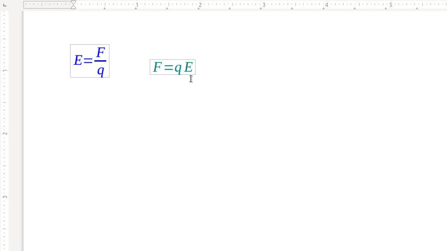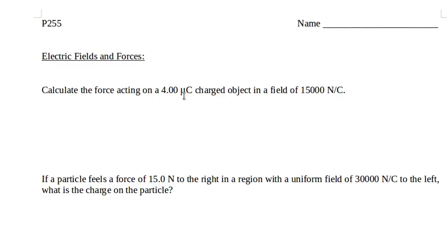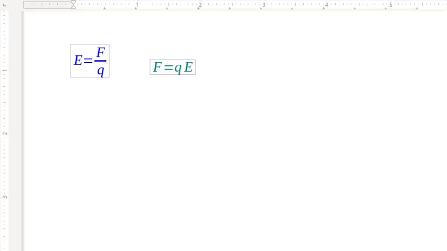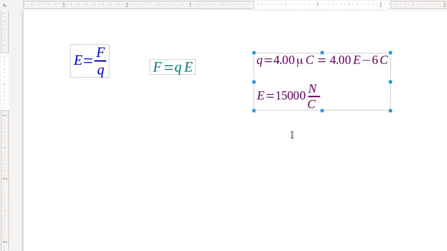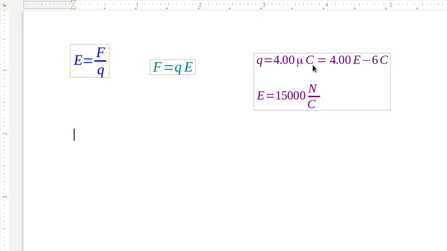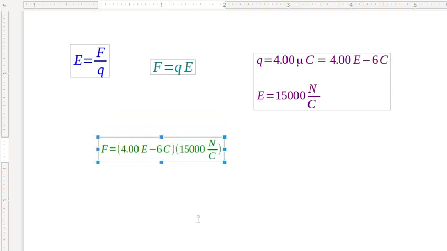So now we've got to figure out exactly what values we're plugging into this, because we're solving for force. So over here, we've got a 4 microcoulomb charge, an electric field of 15,000 newtons per coulomb. So if I were to write out those knowns, I've got 4 microcoulombs. But I want to remind you, and you'll get in the habit of doing this pretty soon, that micro means e to the minus 6. It's a metric prefix. So you want to go ahead and write that out. And then our electric field is just 15,000 newtons per coulomb. So now you can just plug those two values into the equation. Multiply the charge by the electric field.